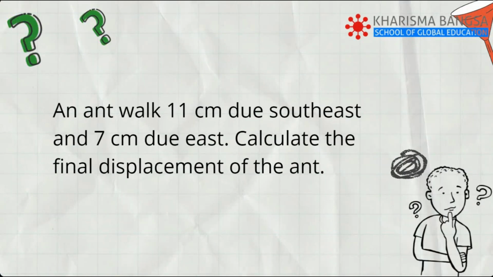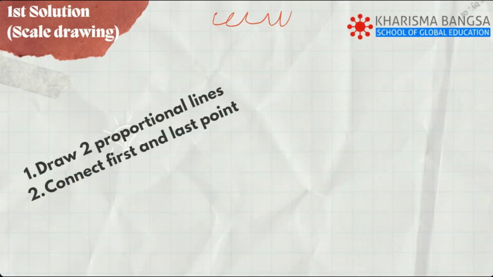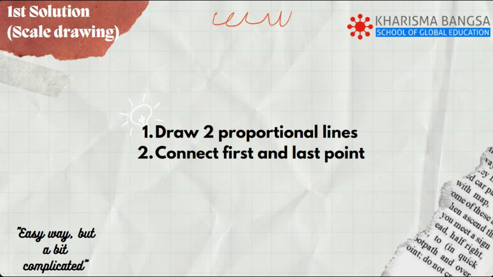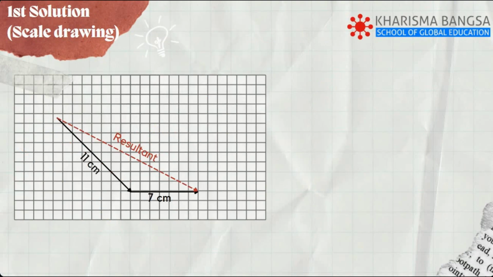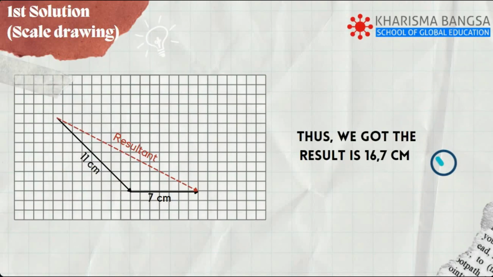Now, let's go to the question's example of combining displacement. An ant walked 11 centimeters to southeast and 7 centimeters to east. Calculate the final displacement of the ant. There are two ways to solve this problem. The first solution is using the scale drawing, where you need to draw two proportional lines and connect first and last points of the line. As you can see, we can measure it by the ruler and find the resultant, which is 16.7 centimeters.